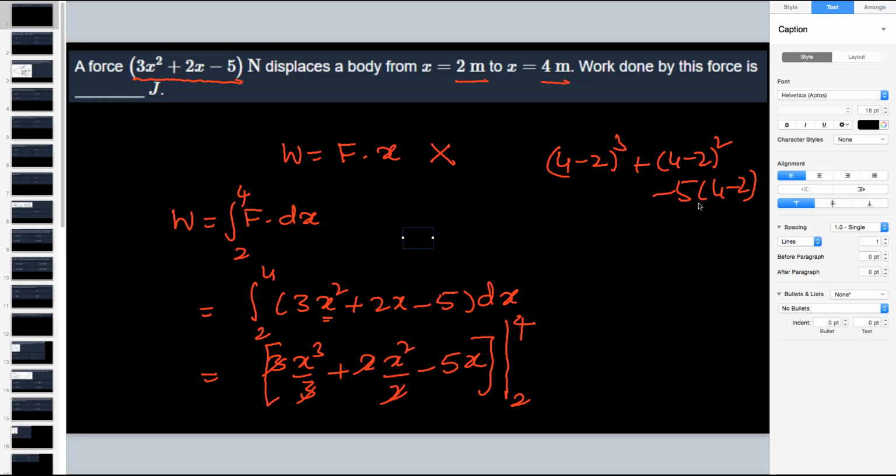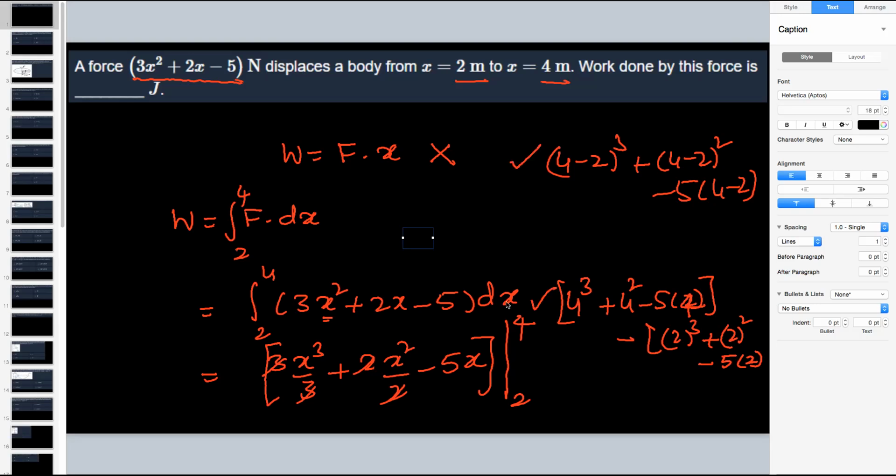Can we, or can't we? No. First I am substituting 4 cube plus 4 square minus 5 into 4, minus 2 cube plus 2 square minus 5 into 2. Sorry, it is 4. Which one is correct? Do I have to substitute like this or like that? Very correct.